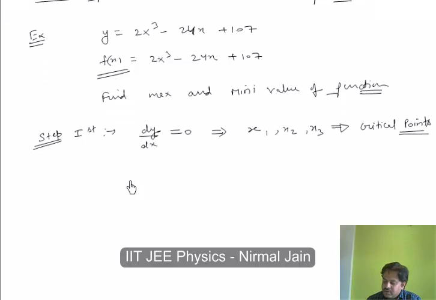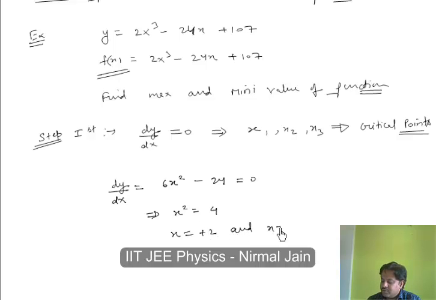Right. So here if I differentiate this function, dy by dx is equal to, what I get here is 6x square minus 24 is equal to 0, which implies x square is equal to 4, x is equal to plus 2, and x is equal to minus 2.